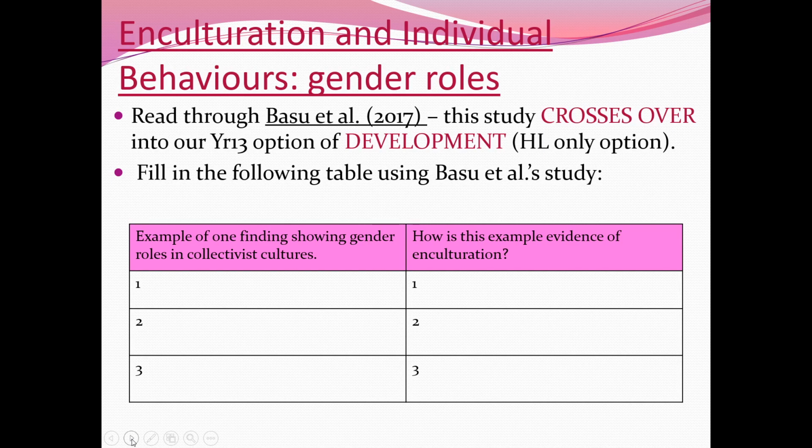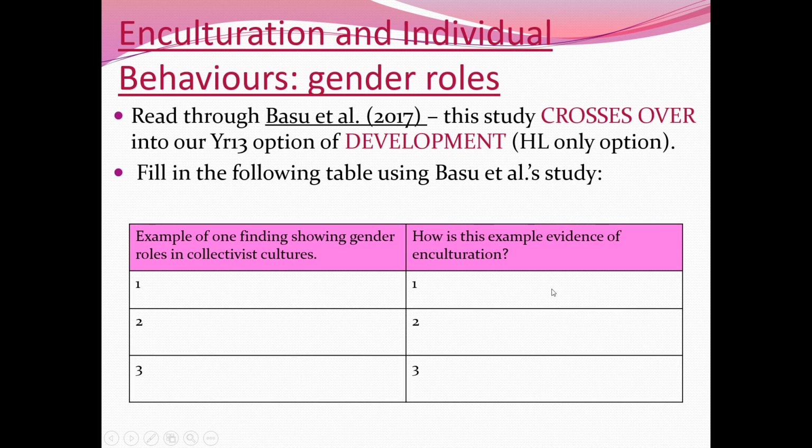And then I want you to fill in this table. Now you don't have to just use 3 points, you can use as many as you like. So look at the findings in Basu's study. So one finding that shows an aspect of gender roles, because it was 2 collectivist cultures that they looked at here. So write down what they found, just one example of it.